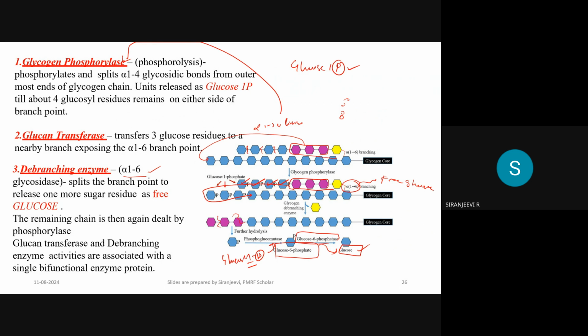branching side. Then the remaining 3 residues in the branching side will be transferred to the non-reducing end of the linear chain. Then the one residue in the branching side, that is the alpha 1 to 6, will be released as free glucose. Then whatever is left will be broken down into glucose 1 phosphate, and by the action of phosphoglucomutase, it will be converted into glucose 6 phosphate. And this glucose 6 phosphate, in the presence of glucose 6 phosphatase, is finally converted into glucose. This is the same thing we always see in gluconeogenesis as well.